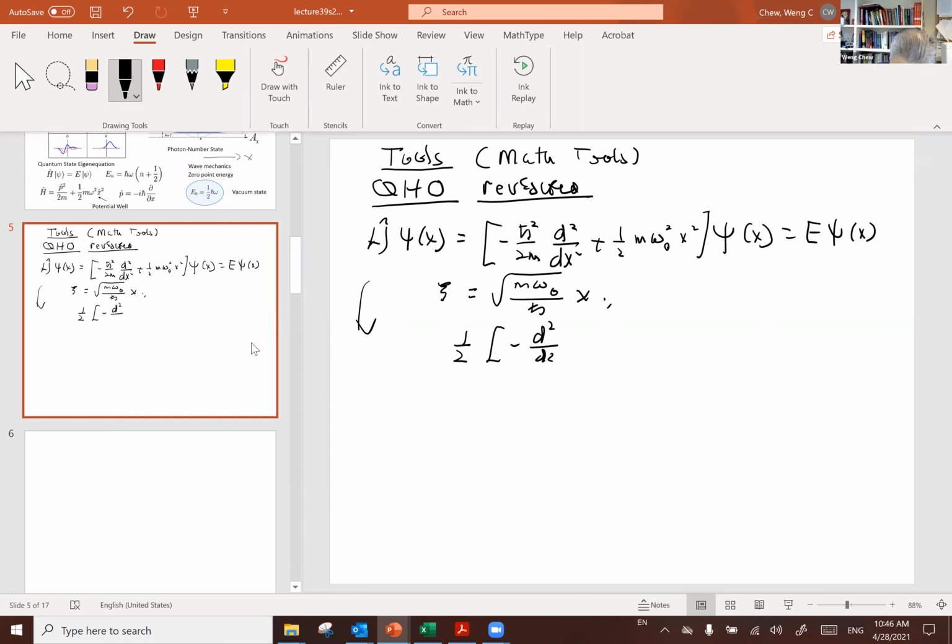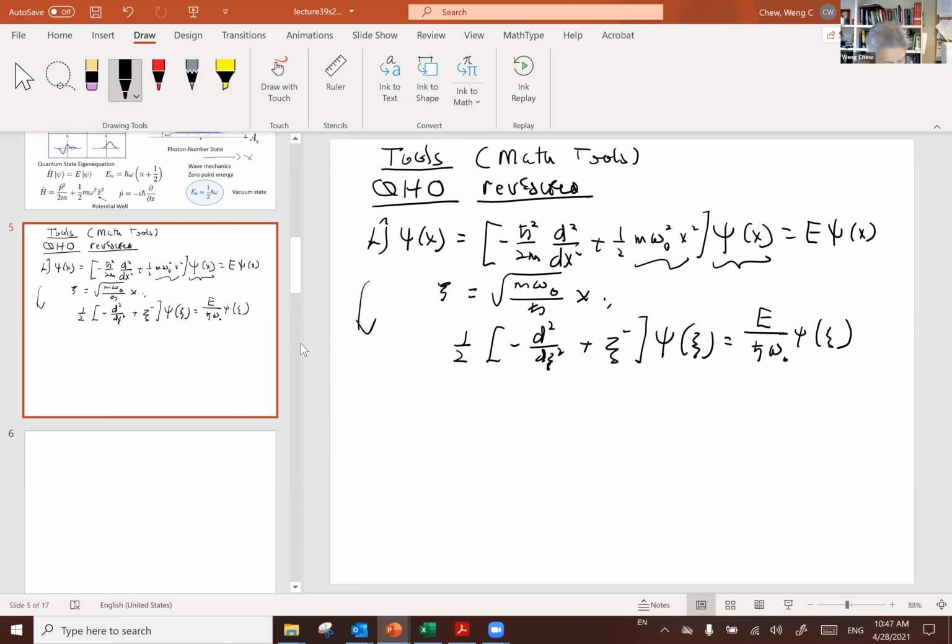the derivative squared with respect to zeta, sorry, not zeta, xi squared. And then this one is x squared, and after this change of variable becomes xi squared. And then psi of xi, I would just call this psi of xi now because I've changed the variable to xi. And then I take this h bar omega naught over to the other side and write this as E over h bar omega naught. Now the Schrodinger equation becomes something that is dimensionless.